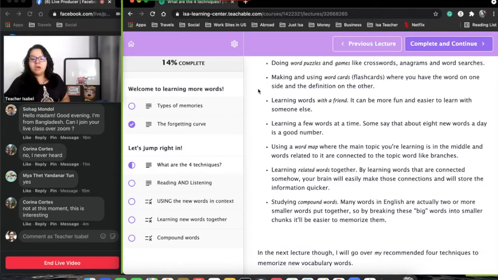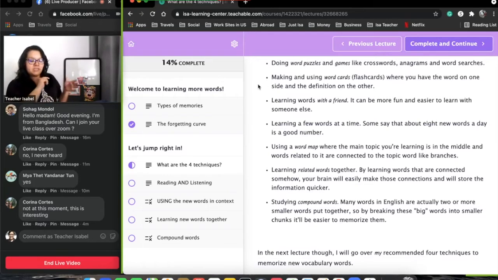Again, some people use word cards or flashcards. So on one side of the card you have the word, your new vocabulary word, and on the other side you have the definition, maybe an example sentence as well. And so basically you just have an index of cards where you flip it, you have the next word, you know what that word is. Next word, you say the definition or whatever it might be.